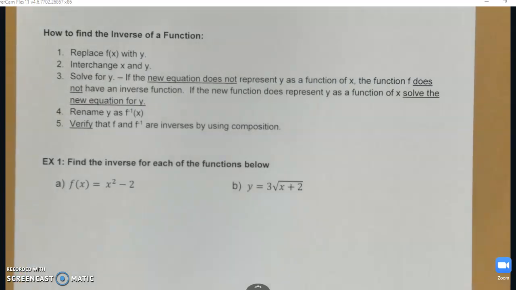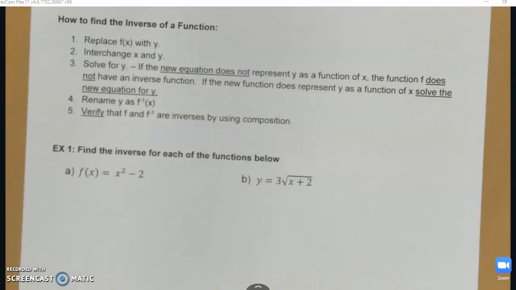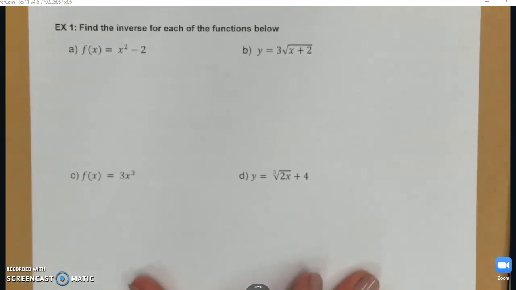The first step is that if your function is given to you in function notation, we're going to replace f of x with y. Then we are going to interchange x and y. So anywhere there was a y previously, it's going to become x, and anywhere there was an x previously, it will become y. Then we're going to solve for y, so use algebra and order of operation rules to rearrange the equation. Once I have solved it for y equals, I am going to do step 4, which is rename it as f to the negative 1, so that function notation indicates that it is my inverse. And then we're going to use composition to verify that they're inverses of each other. So let's jump into example 1, part A here to do those steps.